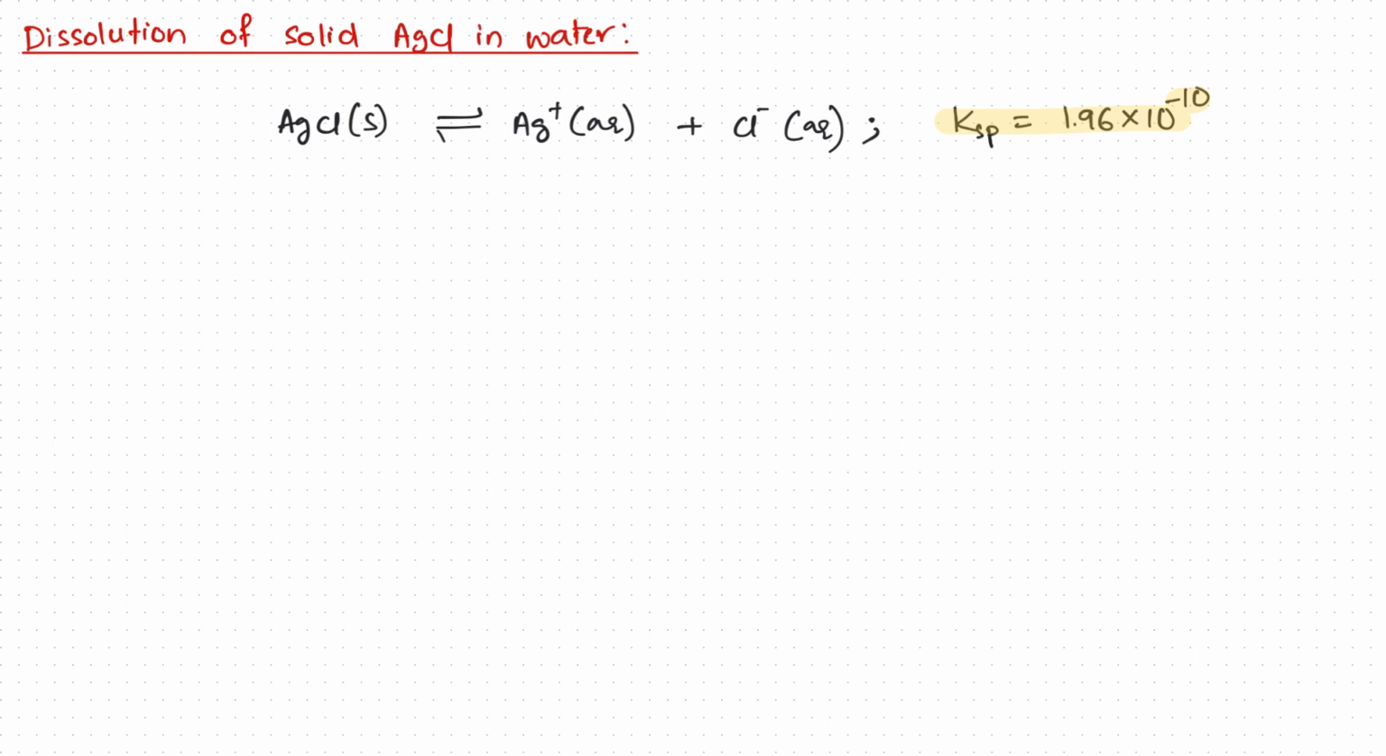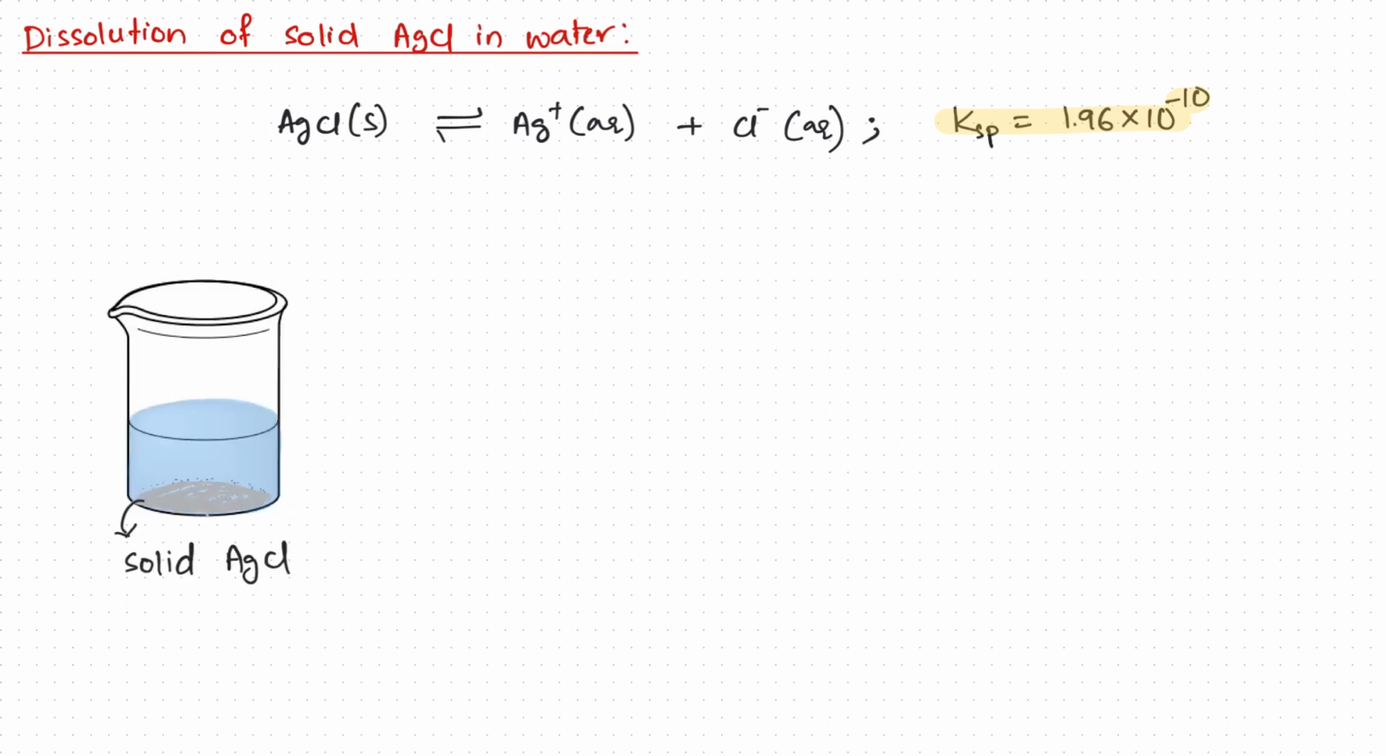Since this is an equilibrium reaction, I can start this reaction either from the reactant side or from the product side. That is, I can add solid silver chloride to water and let it dissociate to form Ag plus and Cl minus ions, or I can mix Ag plus and Cl minus ions and let them combine to form AgCl precipitate. Let us say I start the reaction with the reactants, that is, I add solid silver chloride to some water in a beaker and let it dissociate to form Ag plus and Cl minus ions.